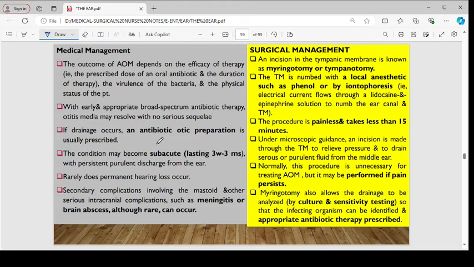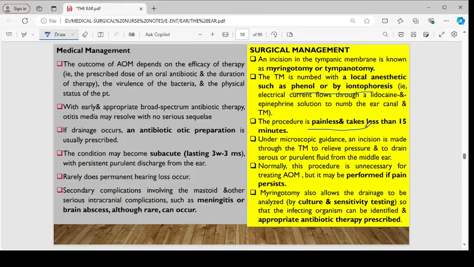In this surgery, the tympanic membrane will be numbed with a local anesthetic. This could be phenol or iontophoresis, that is electrical current flowing through lidocaine and epinephrine solution, just to numb the ear canal and the tympanic membrane. This procedure is usually painless and takes less than 15 minutes.